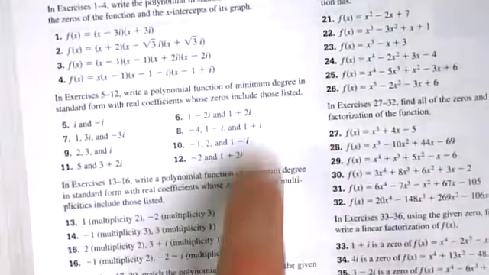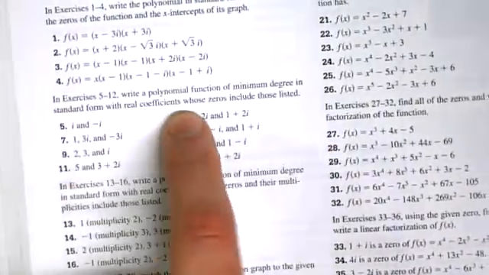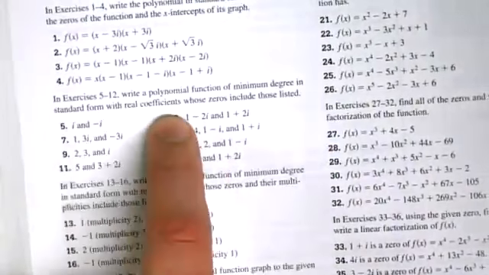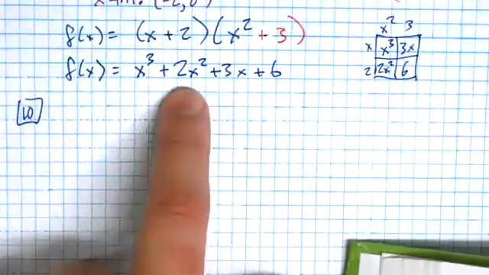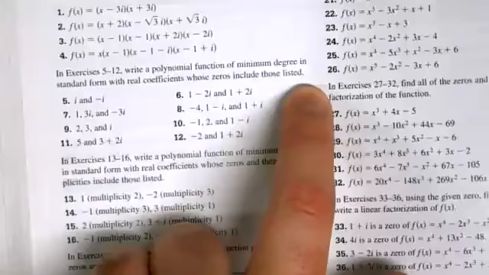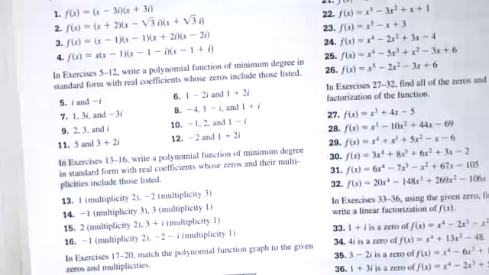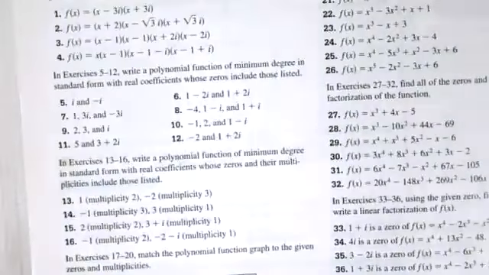So they're giving us a polynomial of minimum degree in standard form with real coefficients. Okay, so standard form with real coefficients, that's basically what we just did right here. So we might have to multiply some stuff out. Whose zeros include those listed. So be careful, they didn't say these were all the zeros, they said that the zeros include these. So we're going to do number 10.